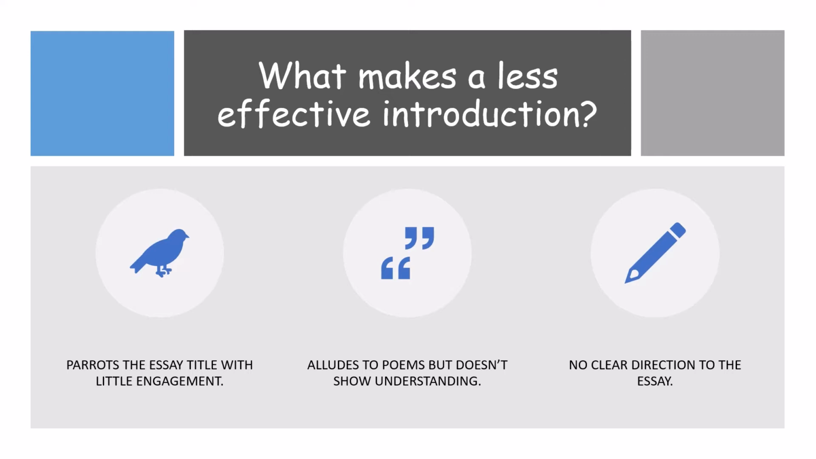A lot of students will allude to poems but doesn't show understanding. So a lot of students will say, in this essay I'm going to talk about this poem, this poem, this poem and this poem. That doesn't show any understanding at all. And I'll show you some examples of where that is done, and you can see why it's a bit weaker.